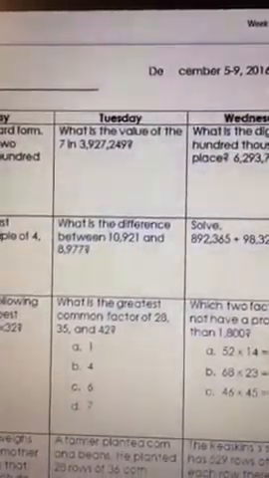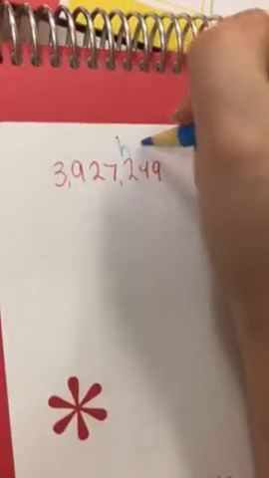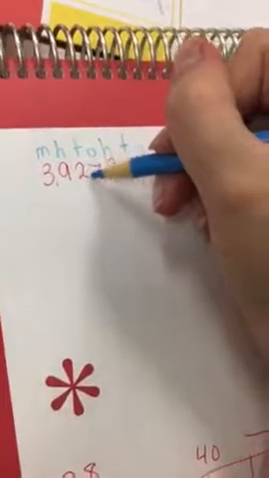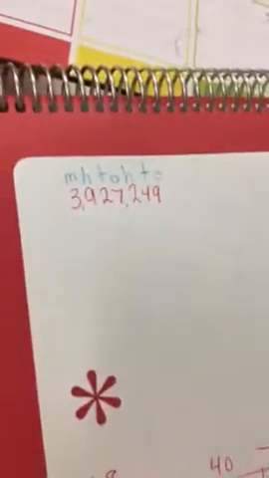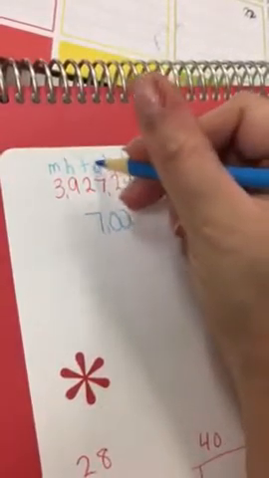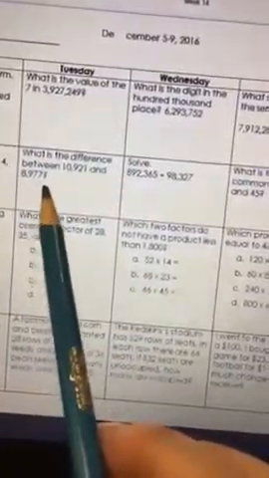Okay, I see the first question says, what is the value of the 7 in 3,927,249? So I have it written, and I'm going to put it in a double HTO chart. Here I have my hundreds, tens, ones, my hundred thousands, my 10,000s, my 1,000s, and my millions place. I can see that the 7 is in the 1,000s place, so the value is 7,000. It's worth 7 1,000s.